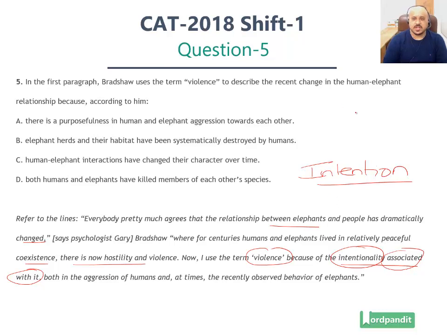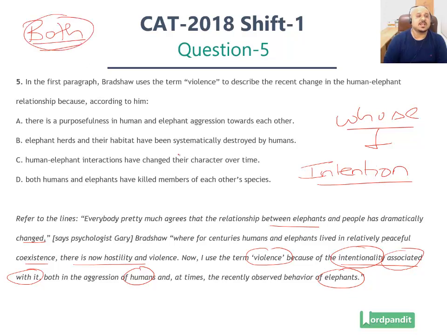The obvious question is, whose intention? Who is the protagonist of this, both in the aggression of humans and at times the recently observed behavior of elephants? So the aggression is involved at both ends of the spectrum, right? Humans as well as elephants have intentional aggression towards each other. So why has he used the word violence? Because he wants to highlight this sentiment of intentional violence, intentional aggression that humans and elephants have towards each other.